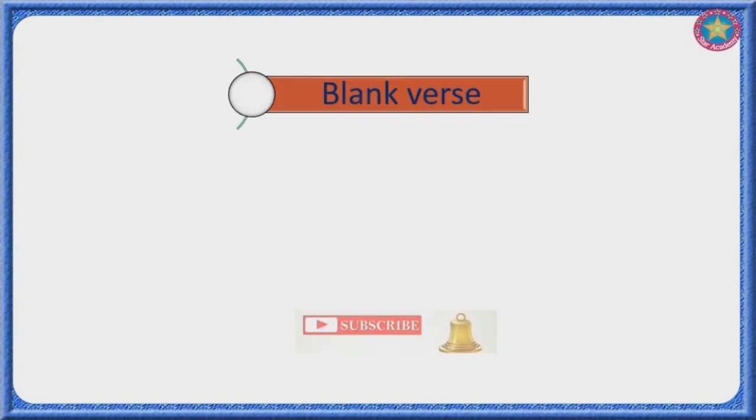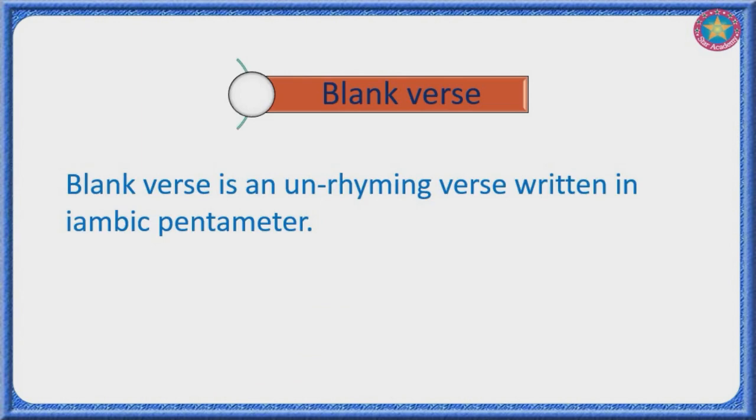First, let us define what is a blank verse. Blank verse is a literary device defined as unrhyming verse written in iambic pentameter. In poetry and prose, it has a consistent meter with 10 syllables in each line, where unstressed syllables are followed by stressed ones, 5 of which are stressed but do not rhyme. It is also known as unrhymed iambic pentameter.